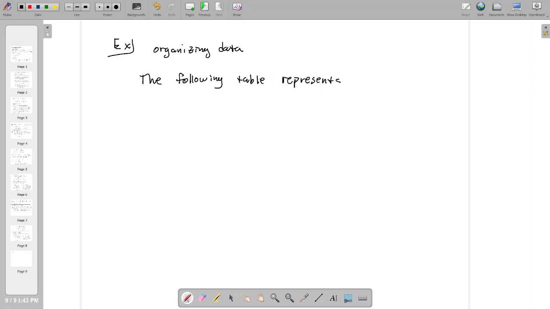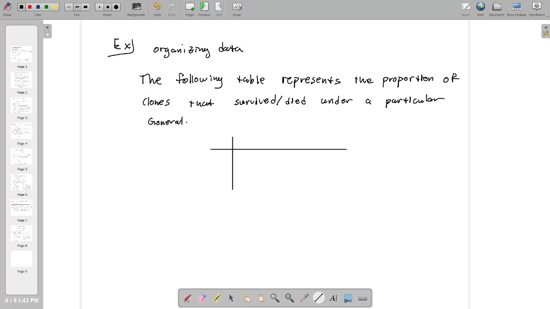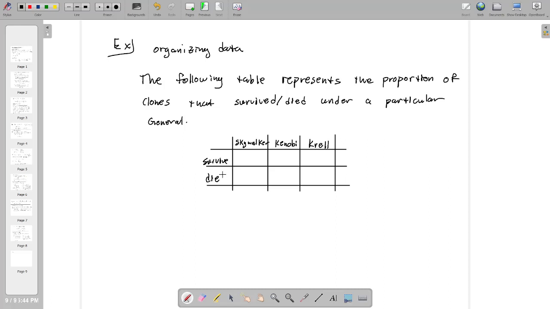The following table represents the proportion of clones that survived or died under a particular general. We have Skywalker, Kenobi, and Krell. Skywalker had a 70% survival rate, which means 30% died. Kenobi had a 60% survival rate, which means 40% died. And Krell had a 20% survival rate, which means 80% died.